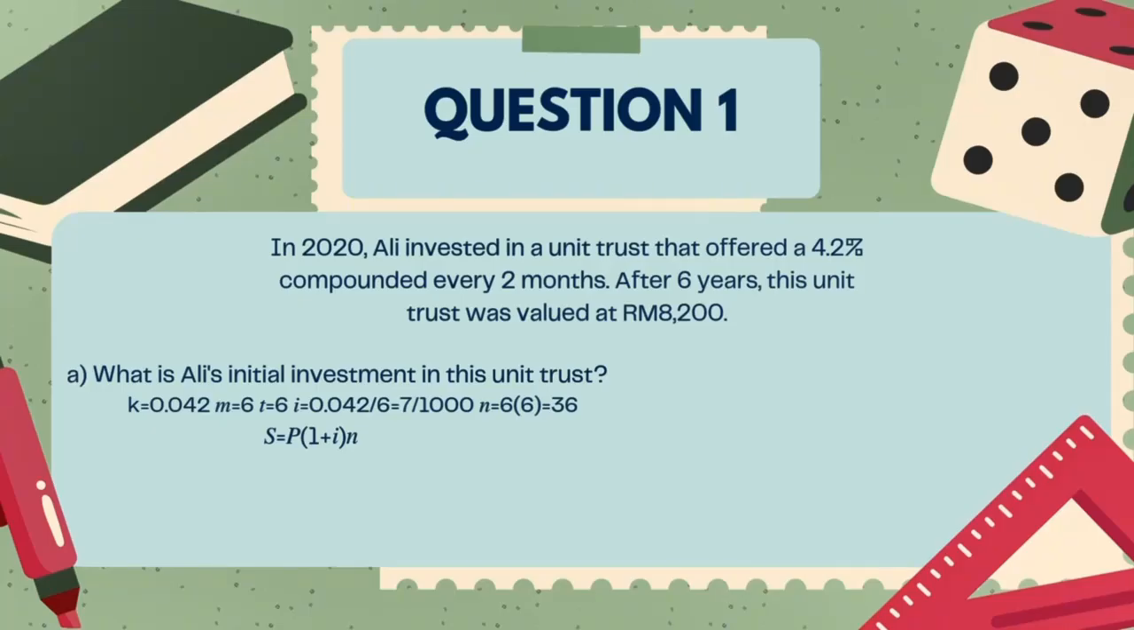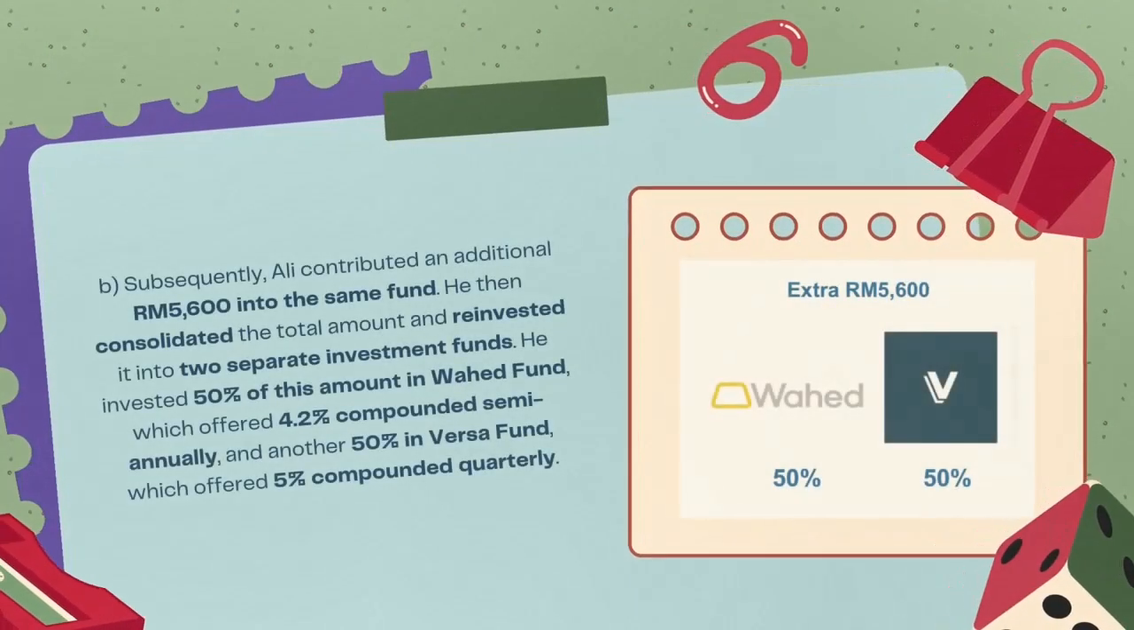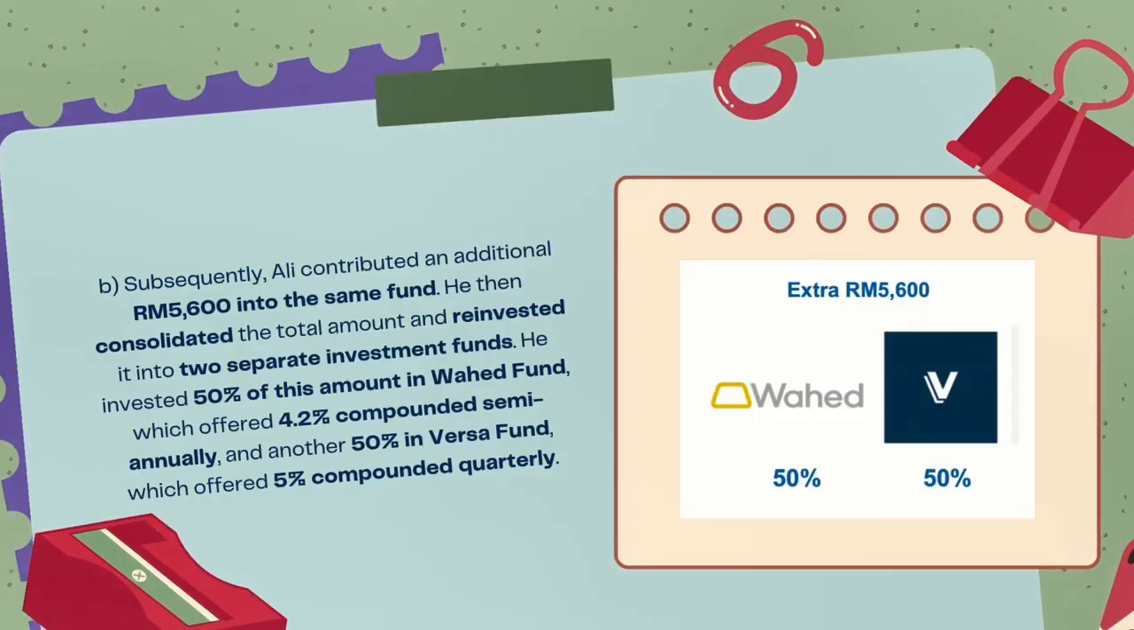After identifying these, we can use the formula S equals P(1 plus I) power of N. 8,200 equals P(1 plus 7 over 1,000) power of 36. P equals 6,379 ringgit. Ali's initial investment in this unit trust is equal to 6,379 ringgit.